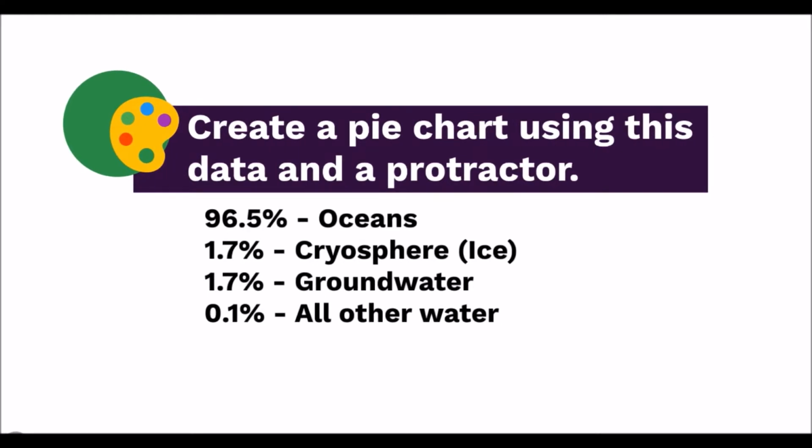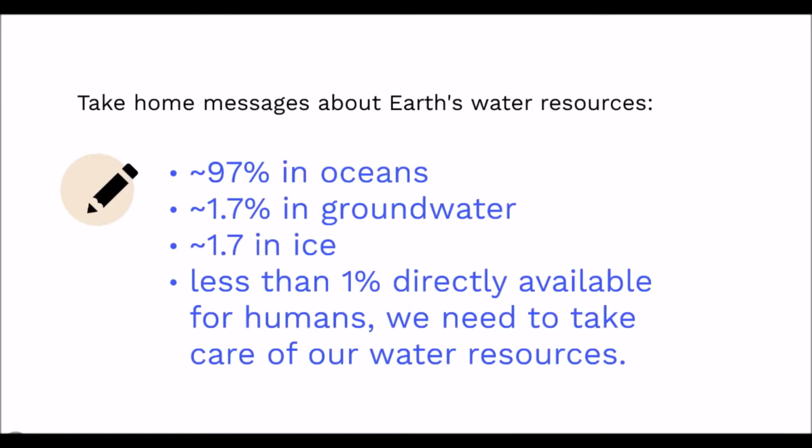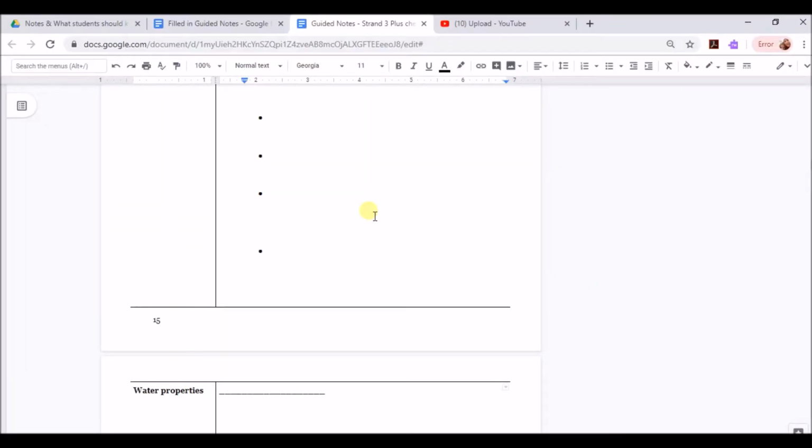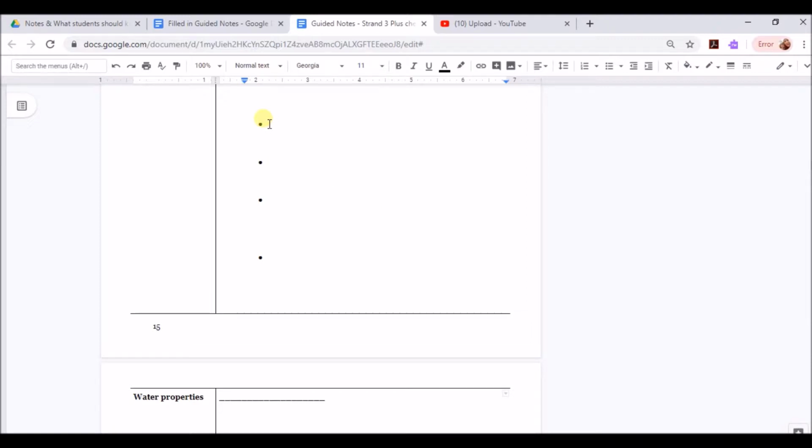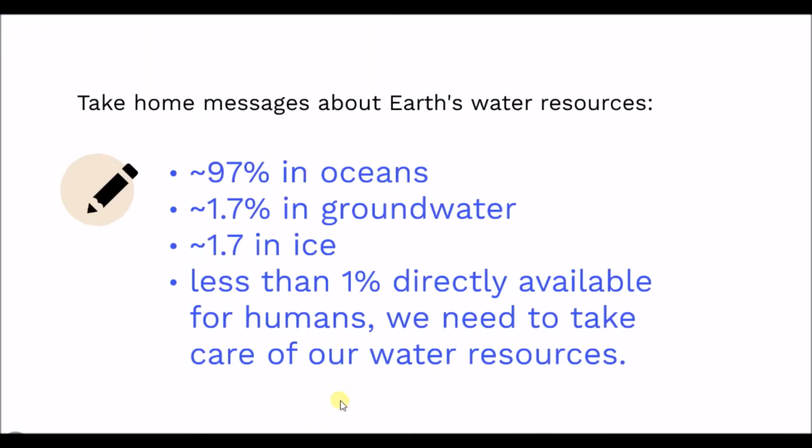is this. All right, write this down on your notes. You've got this place right here on your notes where we just made our pie chart. You've got 1, 2, 3, and 4 bullets here. Put this information right here. I did this little squiggly line to imply about, approximate, like you do in math, but I just have one tilde there. So about 97% of all the water we have is in the oceans.